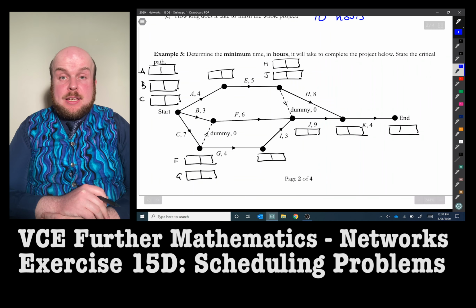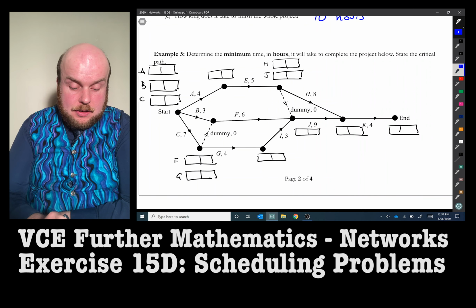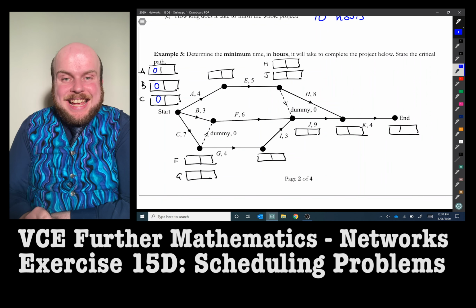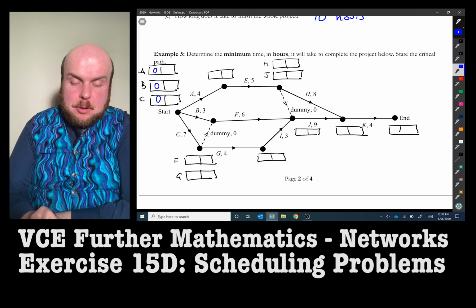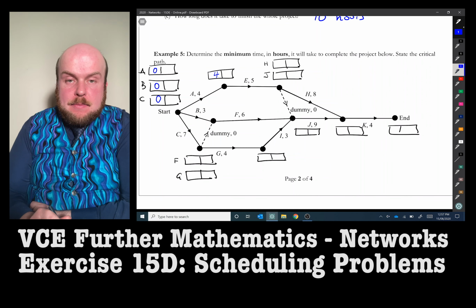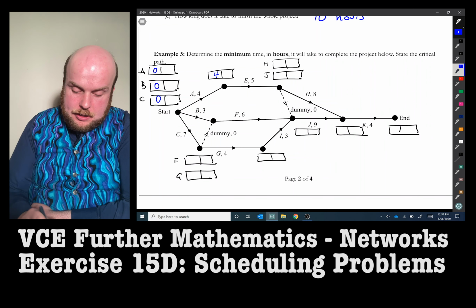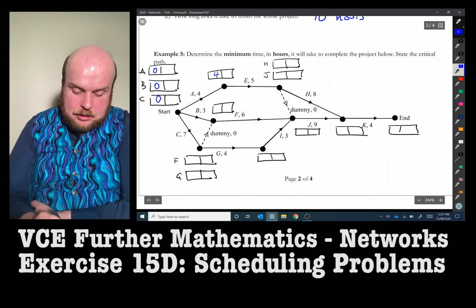So let's start by identifying the earliest starting times. For the start, it's going to be zero. To get to activity E, the earliest starting time is going to be 4, because 0 plus 4 gets me 4. The earliest starting time for anything from F or G this way, we should also put that there. So from C it will be 7 and 7.